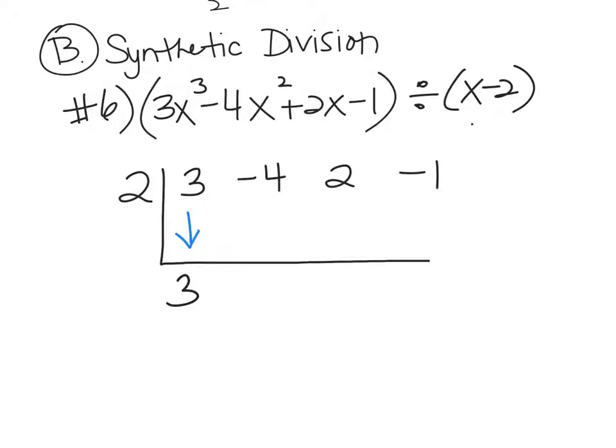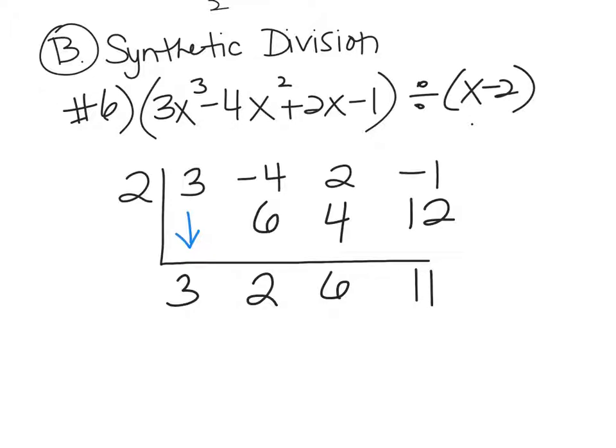Then you're going to do 3 times 2 is 6, and you write it right there. Now, everything is opposite. So instead of subtracting, you're going to add. Negative 4 plus 6 is 2. Then do it again. 2 times this 2 out here is 4. You write that there, and then add again. 2 plus 4 is 6. And then 6 times 2 is 12. And then you add and you get 11.